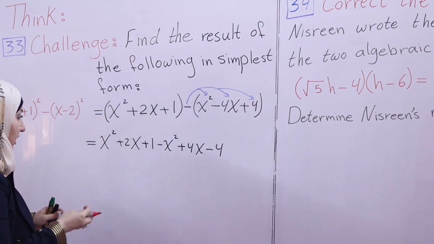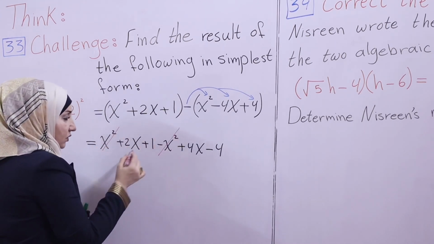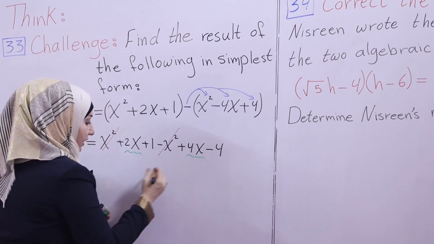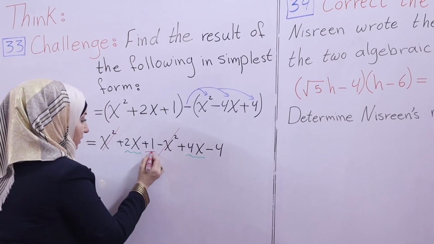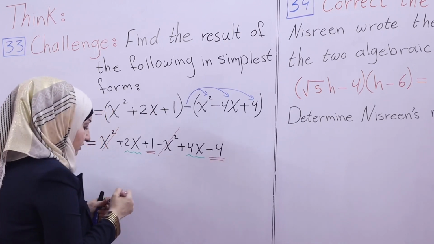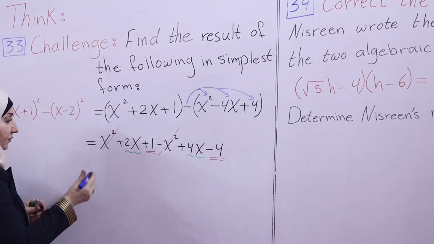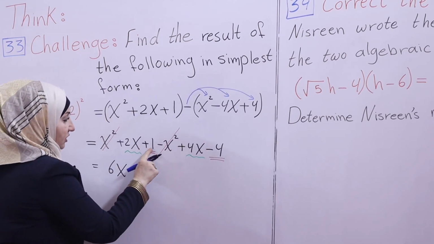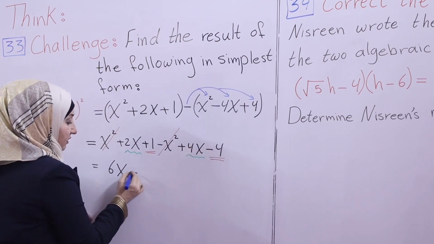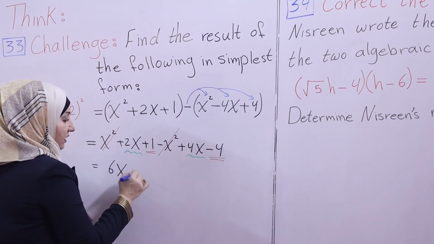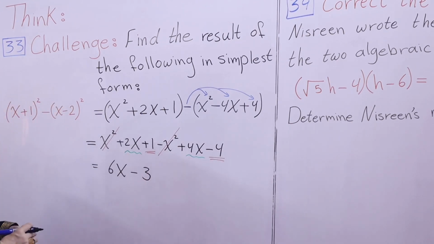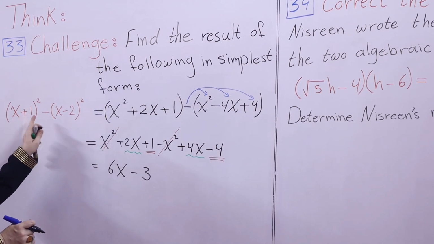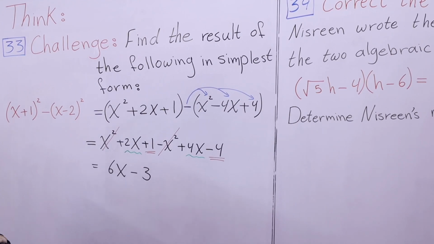So we see here we have x squared minus x squared equals 0. So also we have 2x plus 4x and the positive 1 minus 4. So the result will be: 2x plus 4x will be 6x. Positive 1 minus 4, the sign of the greater value, and we will subtract 4 minus 1 equal 3. So this is the result of simplifying this subtracting of two algebraic expressions.